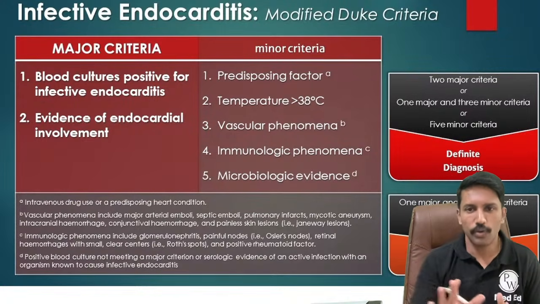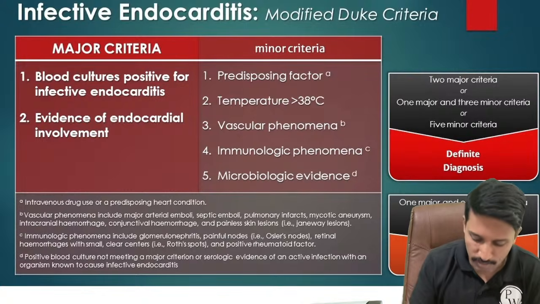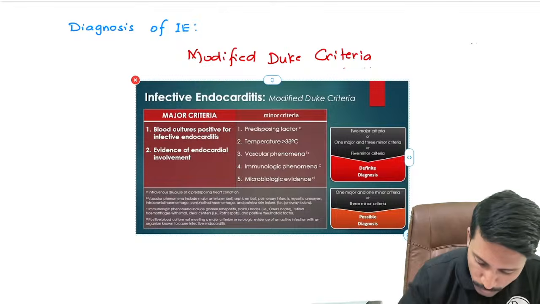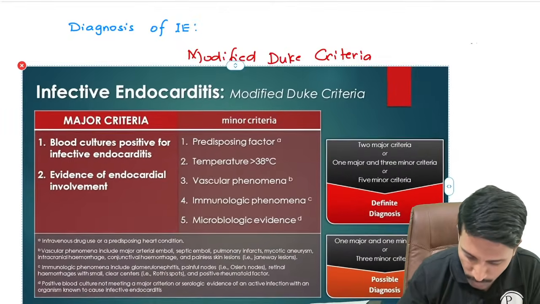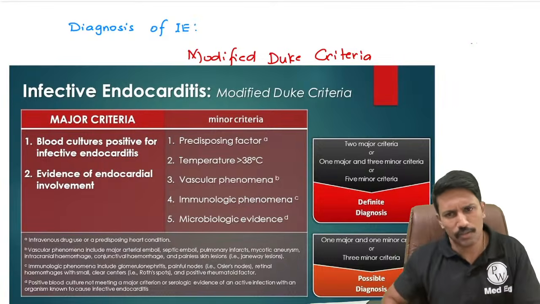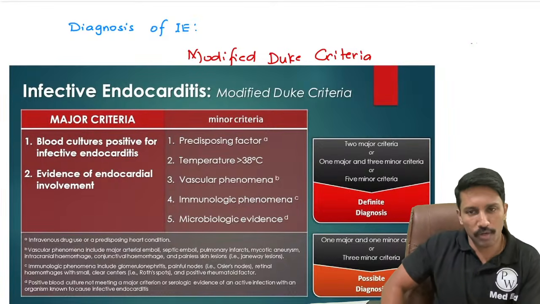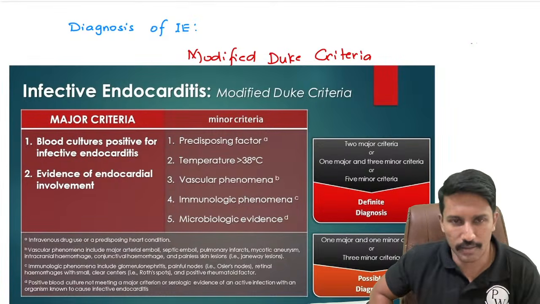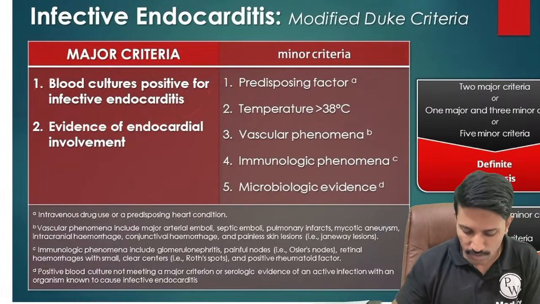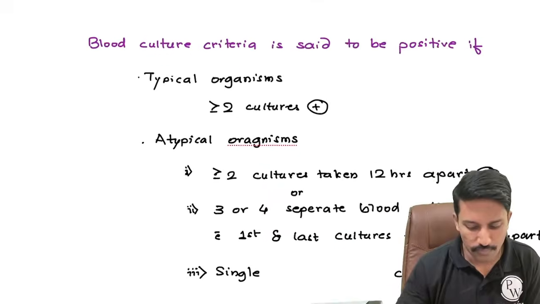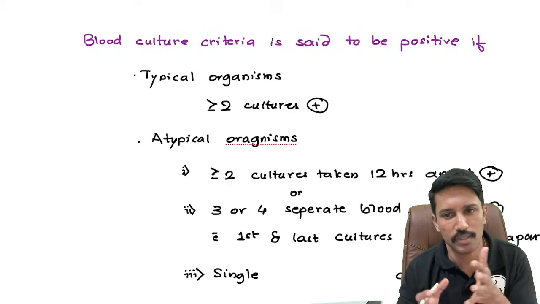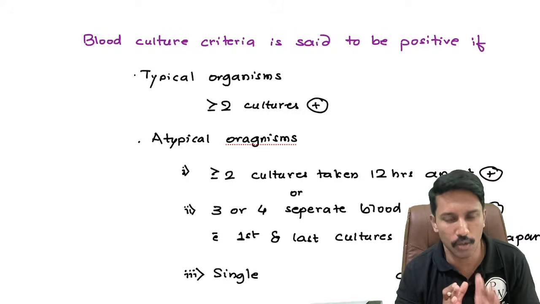So what I want you to elaborate is what is considered as blood culture positive infective endocarditis, right? When do you say that the blood culture is positive for infective endocarditis? This is what the examiner is looking for in the question. Otherwise, he knows that you will be able to memorize mnemonics to write the criteria. So blood culture is said to be positive for infective endocarditis if you have isolated typical organisms. What are our typical organisms? Staph aureus, streptococci, right?